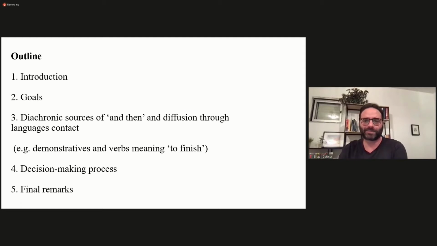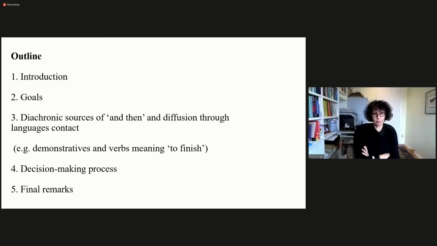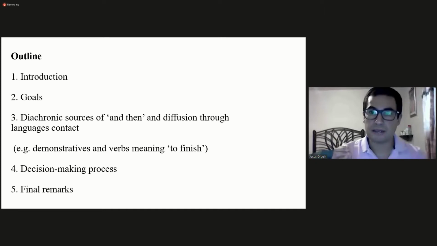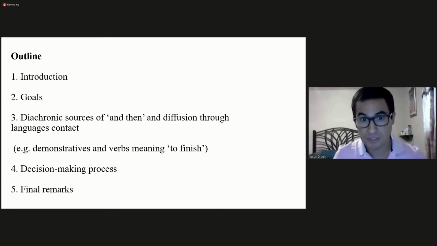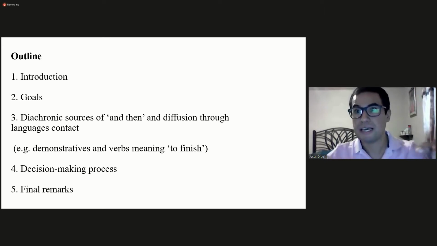Okay, perfect. In today's talk, I will concentrate on two main diachronic sources of and then devices. These are demonstratives and also verbs meaning to finish. And I will explain that it seems likely that in certain macro areas, speakers of specific languages have copied these and then devices, but by means of native material. This is some sort of pattern replication. I will explain more about that in a moment.